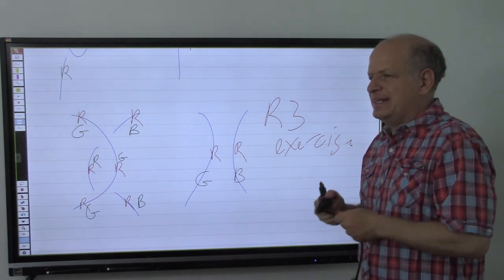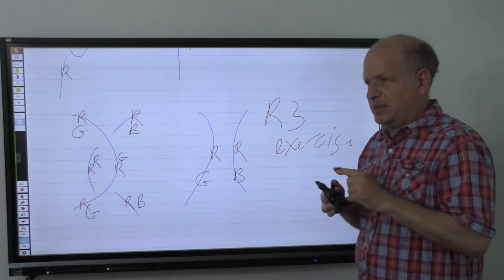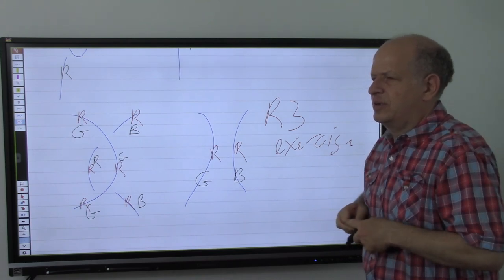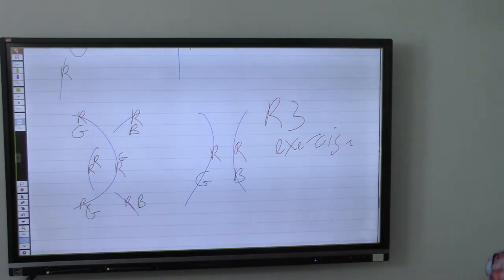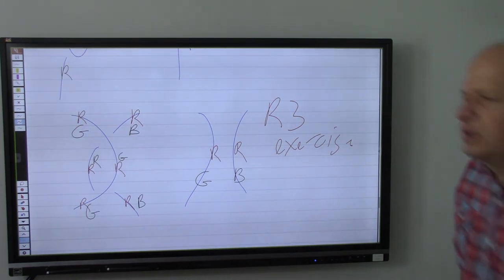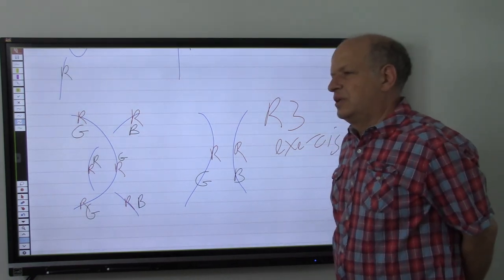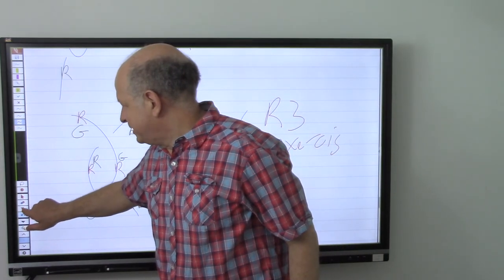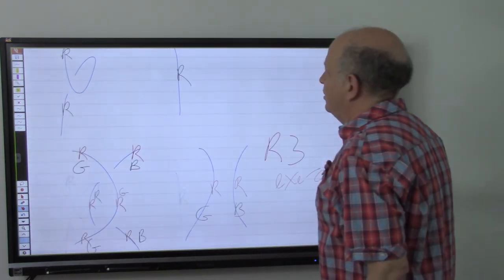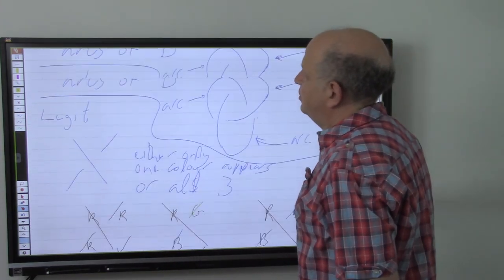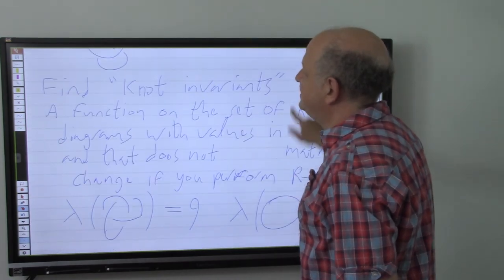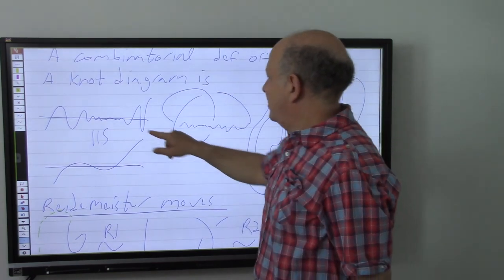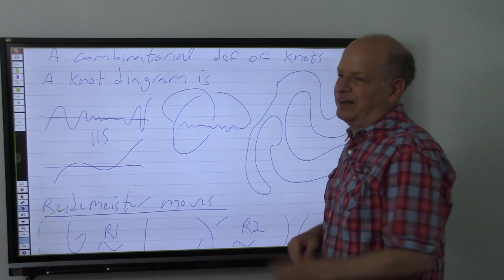Excuse me? Yes. You say knots are in bijection to planar graphs modulo the Reidemeister moves. Do you need to mod out by planar isotopies? So when I said a planar graph, I implicitly meant that curvy arcs are the same as straight arcs.